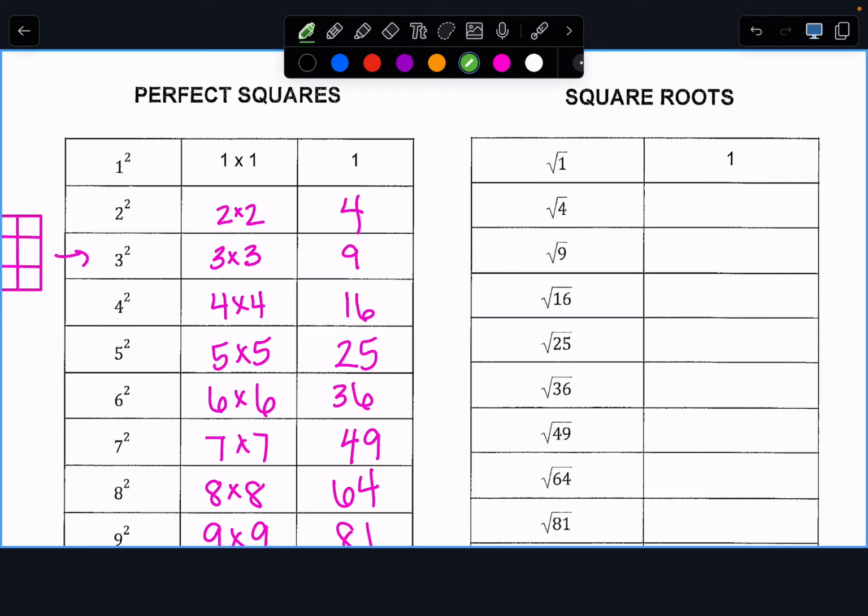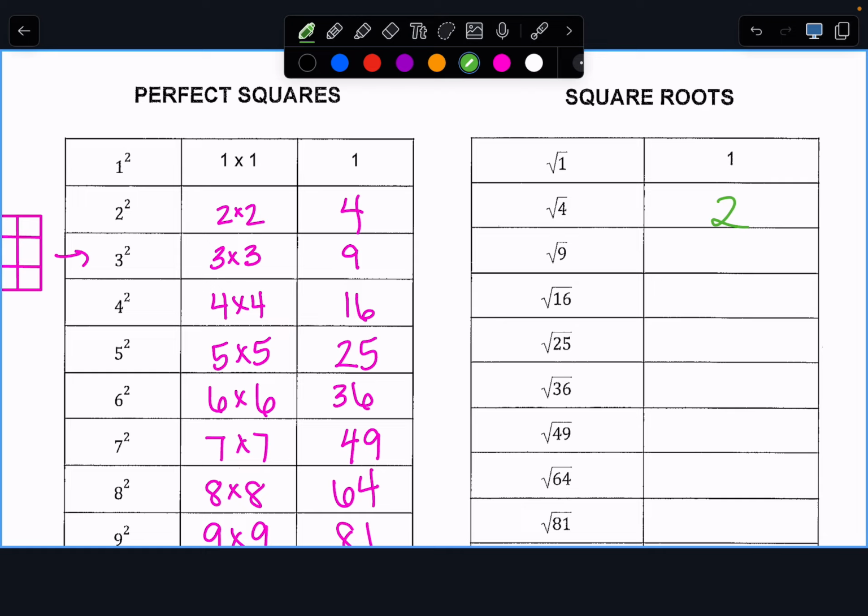Okay. So the square root symbol is asking you what number squared is that? So this guy right here, the square root of 4. What number squared gives us 4? Since 2 squared equals 4, then the square root of 4 equals 2.